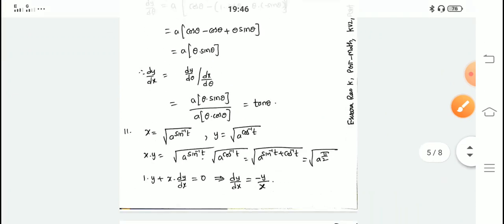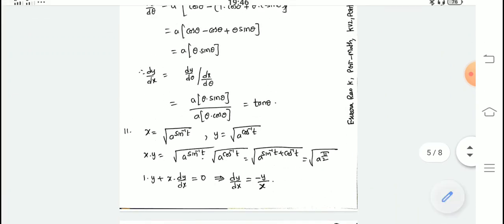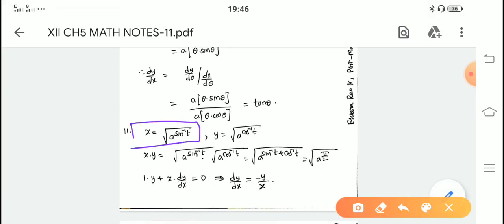Okay. Next question, see this 11th question. x is equal to a power sin inverse t, y is equal to a power cos inverse t, under root. If you do it by the usual methods, this will be quite long. Instead of that method, I have explained this problem in a different method. Please try this method only, so that you will be able to solve it in seconds.